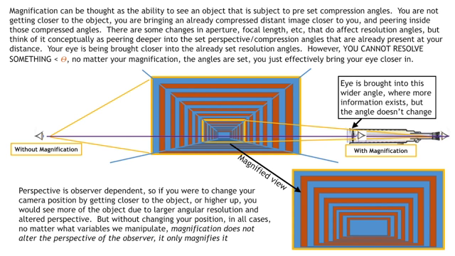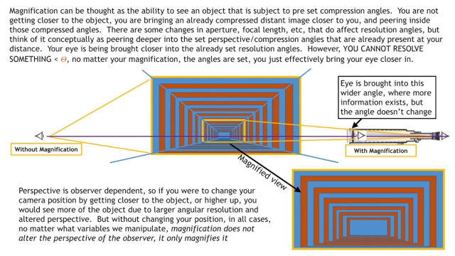However, you cannot resolve something less than theta. No matter your magnification, the angles are set. You just effectively bring your eye closer in. So we have a perspective view without magnification on the left, and we have a view on the right. Note that the object itself did not change. We just brought our eye closer in to those deeper angles, but the height or width of the object or anything like that did not change. We just brought ourselves somewhat closer in.